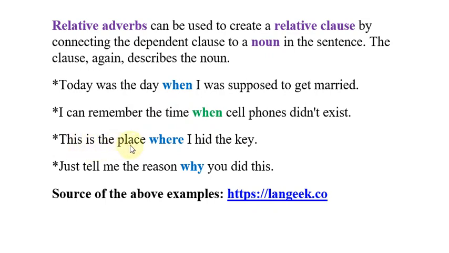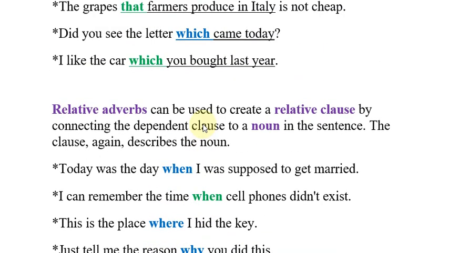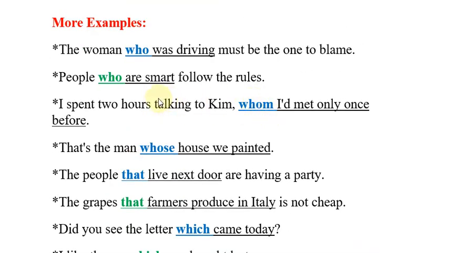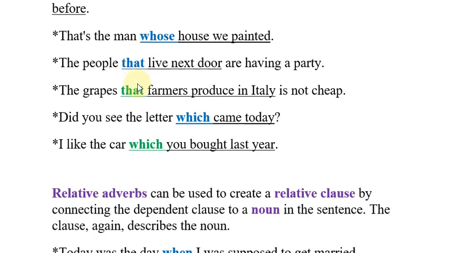This is the place where I hid the key. Where I hid the key comes back and talks about the place. Just tell me the reason why you did this. Why you did this is a clause. It talks about this reason. So far we worked on why, where, when, and above we had which, that, whose, whom, and who.